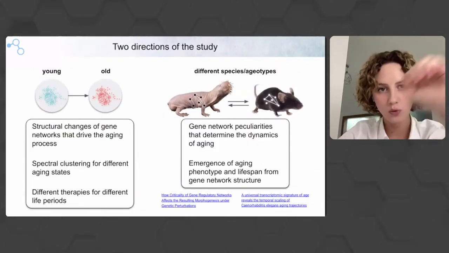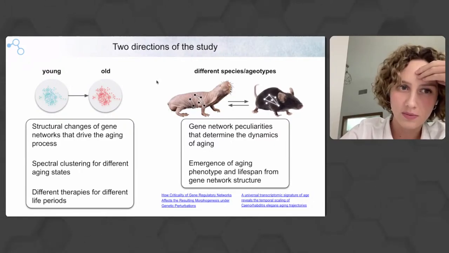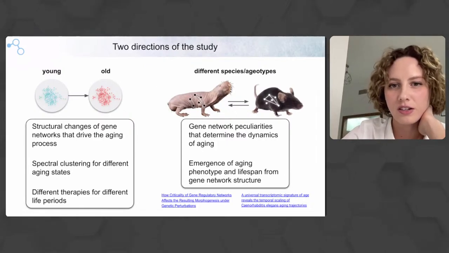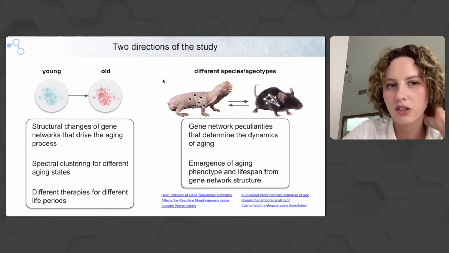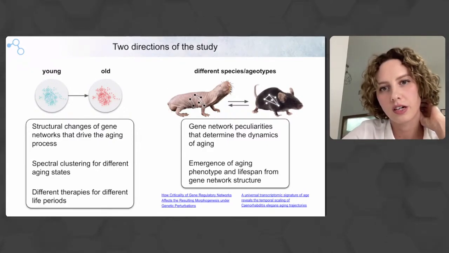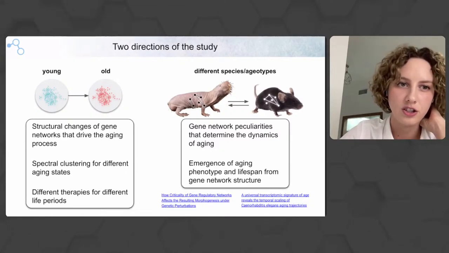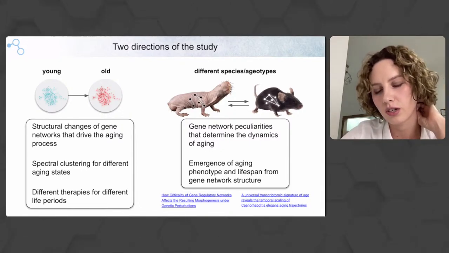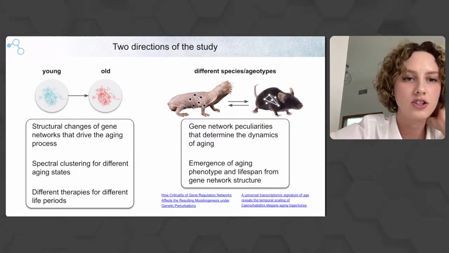What we do in our project has two parts. The first part is, imagine that our gene regulatory network has a particular structure, and this structure can change in the course of aging. So we are looking for differences that occur in gene regulatory network structure while we age.